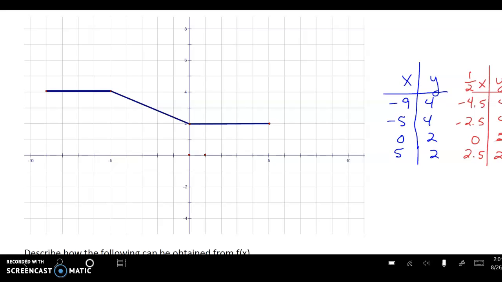Now just plot those points. And then once you've plotted those points, just make the same shape. And that's your final answer.